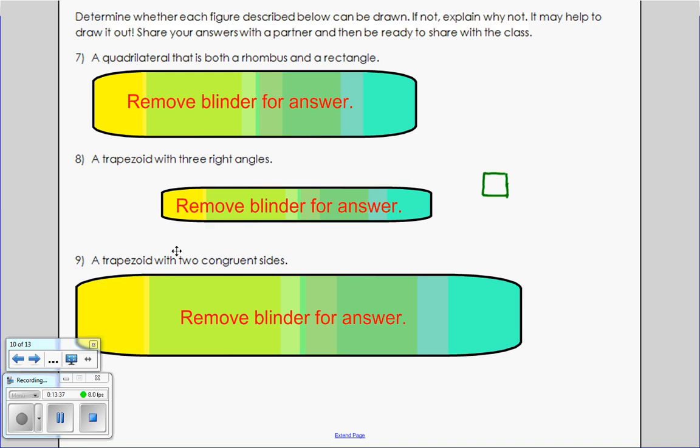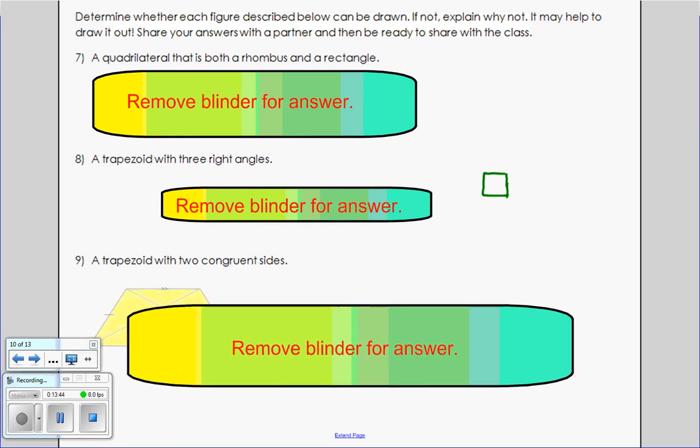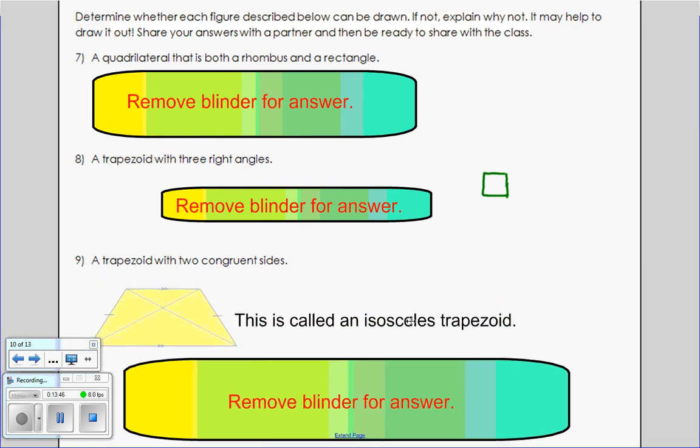Okay? And then a trapezoid with 2 congruent sides. Yes, you can draw this. And it's called an isosceles trapezoid. You don't necessarily need to know that this year. But an isosceles trapezoid has one set of parallel lines. You see by the arrows here that these 2 lines are parallel. And then these 2 lines on the opposite side here and here with the hash marks are congruent. So yes, you can draw a trapezoid with 2 congruent sides, and it's called an isosceles trapezoid.